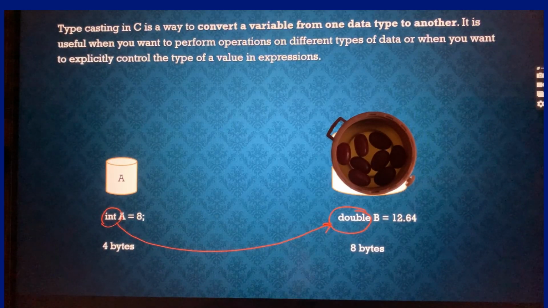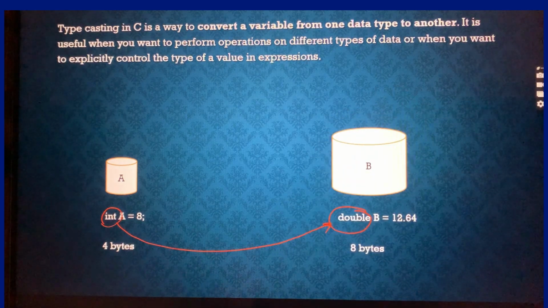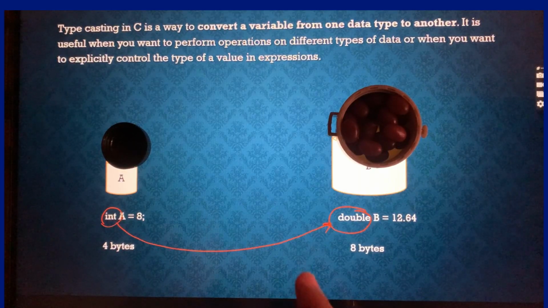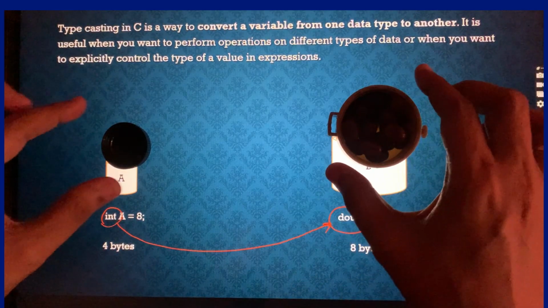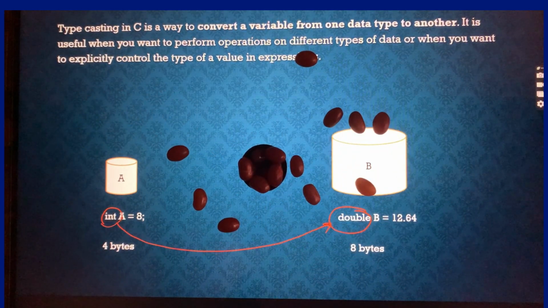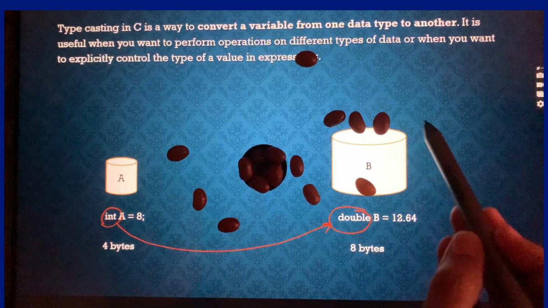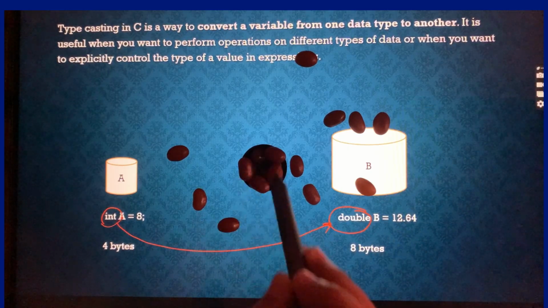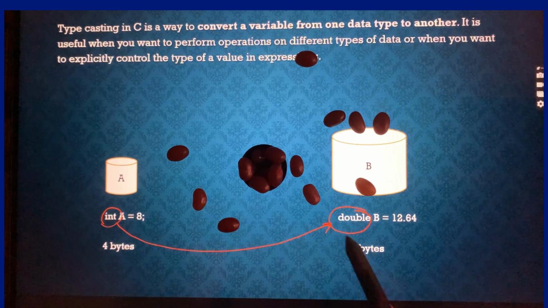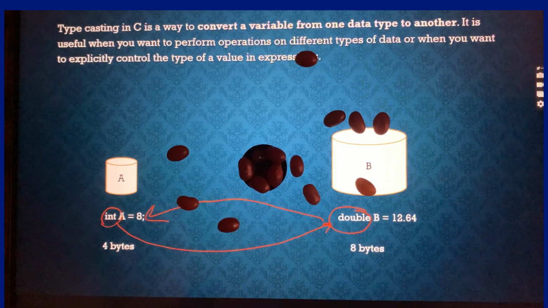And the second case is pouring the sugar candies from the larger cup to the smaller cup. So now if you pour the candies from the larger cup to the smaller cup, what happened? Some candies will get spilled over. This small cup cannot hold everything. Okay. This represents what happens when we try to convert double to integer.